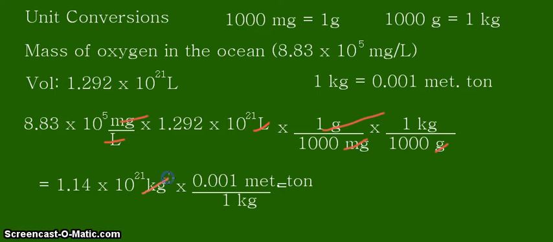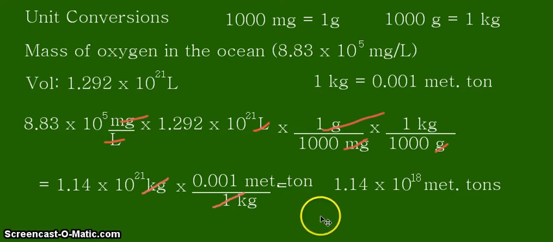So the kilogram unit cancels out because we have placed the kilogram unit in our denominator here. And we are now left with our final unit, which is in metric tons. We do the calculation to get our answer. Alright, after doing the calculation, we have now the answer 1.14 times 10 to the power positive 18 metric tons.